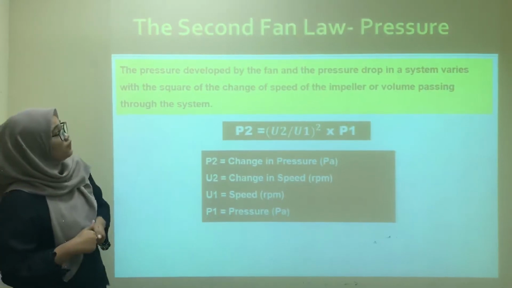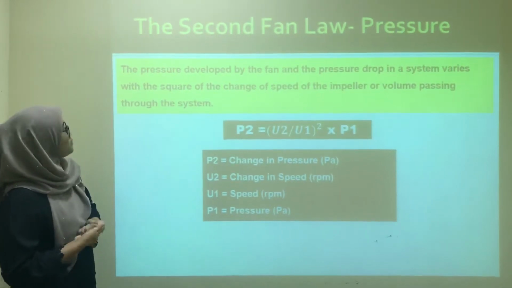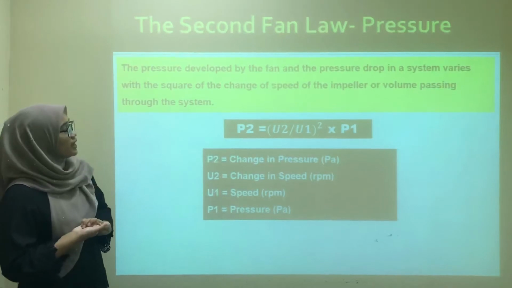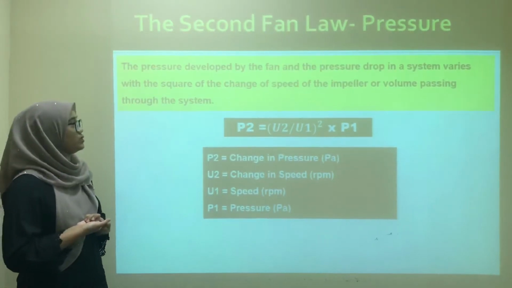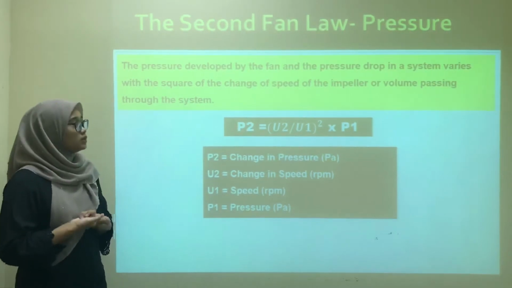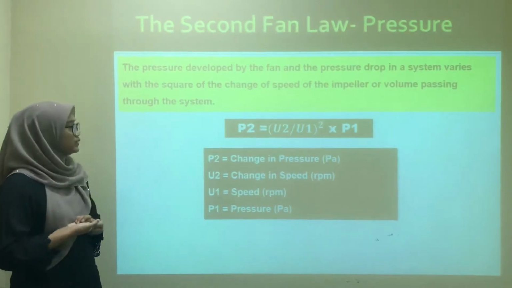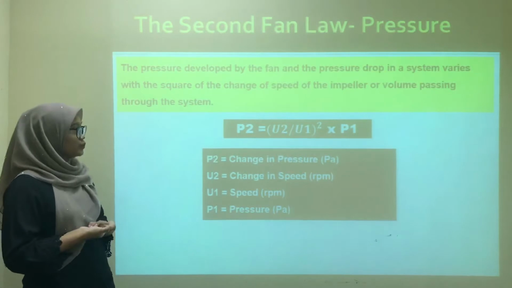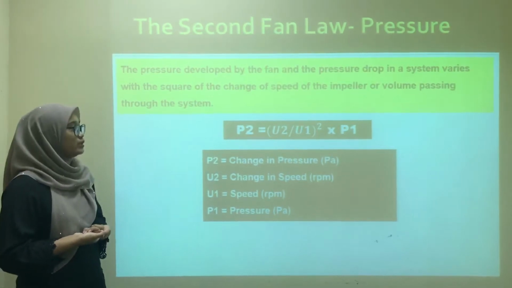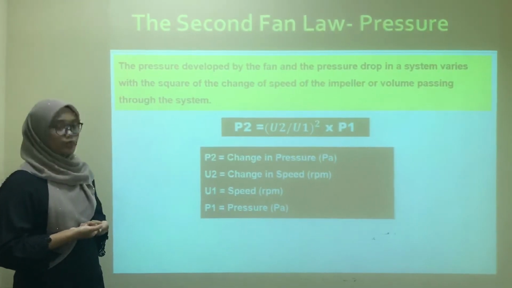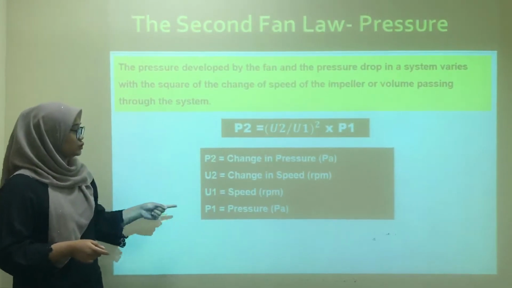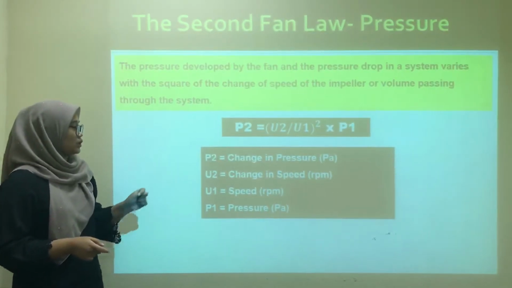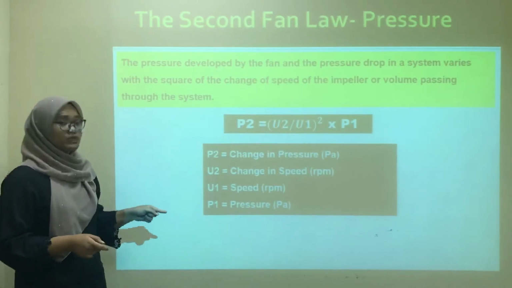The second fan law, pressure. The pressure developed by the fan and the pressure drop in the system vary with the square of the change of speed of the impeller or volume passing through the system. This is the formula: P2 equals U2 over U1 squared times P1. P2 is the change in pressure, U2 is the change in speed, U1 is the speed, P1 is the pressure.